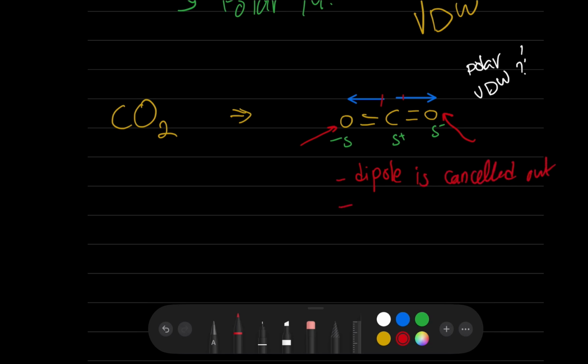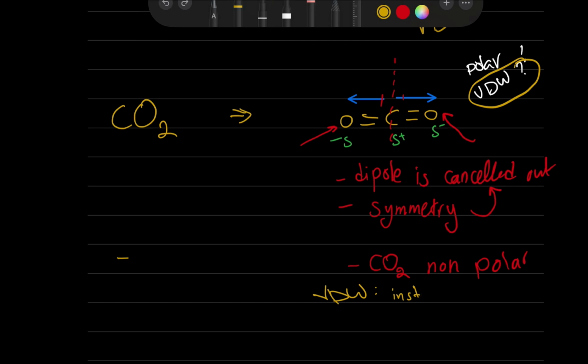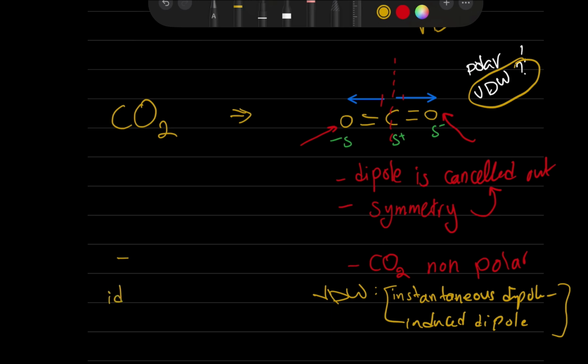In addition to that, because you have symmetry, if I split this compound into two halves, you have identical parts. Because of the symmetry, the dipoles are cancelled out, and that's why we can say the CO2 molecule is non-polar. The only type of van der Waals forces present in this molecule is instantaneous dipole-induced dipole. I just want to abbreviate this long name as ID because I'm giving the lesson, but don't write the abbreviation in the exam.